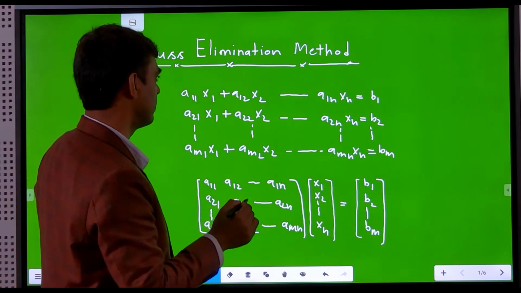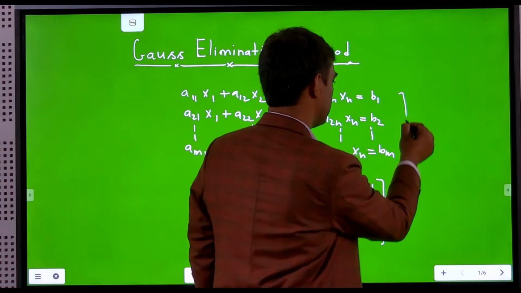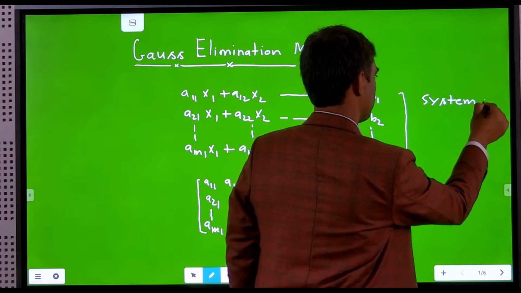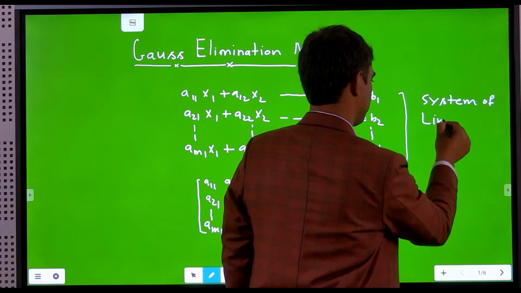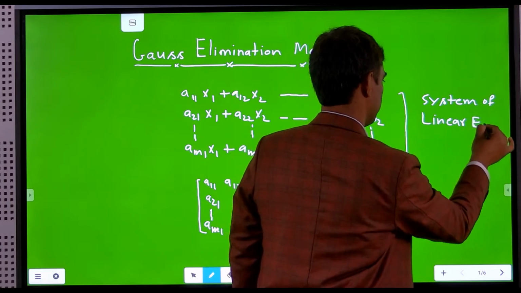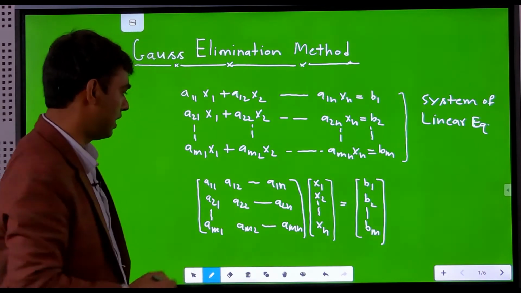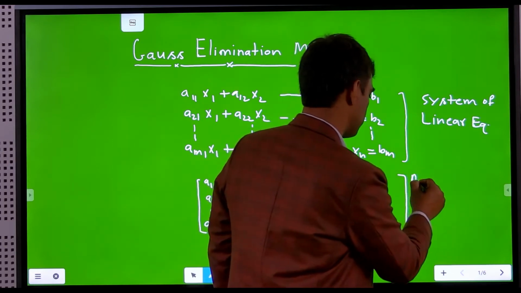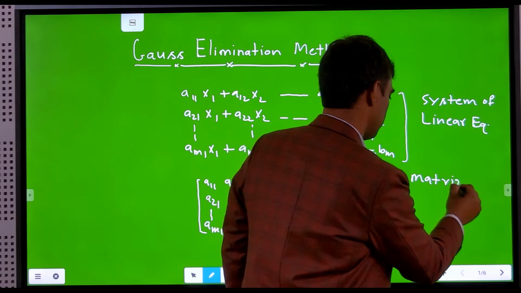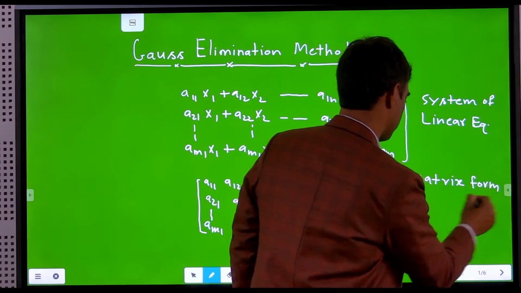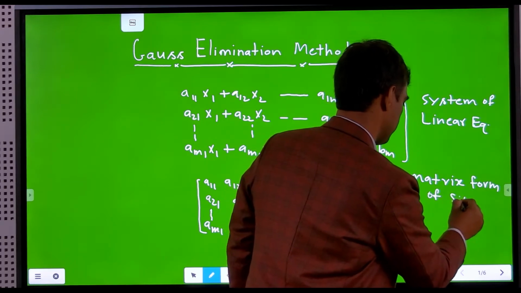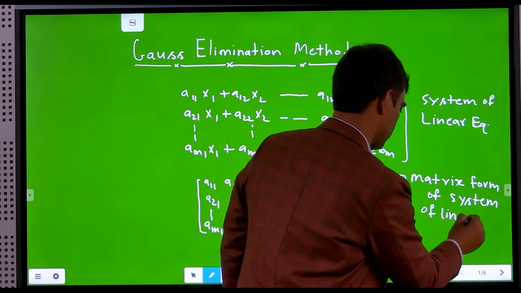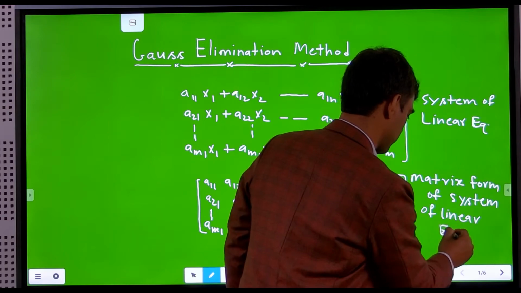This one is the system of linear equations, and this one is the matrix form of the system of linear equations.